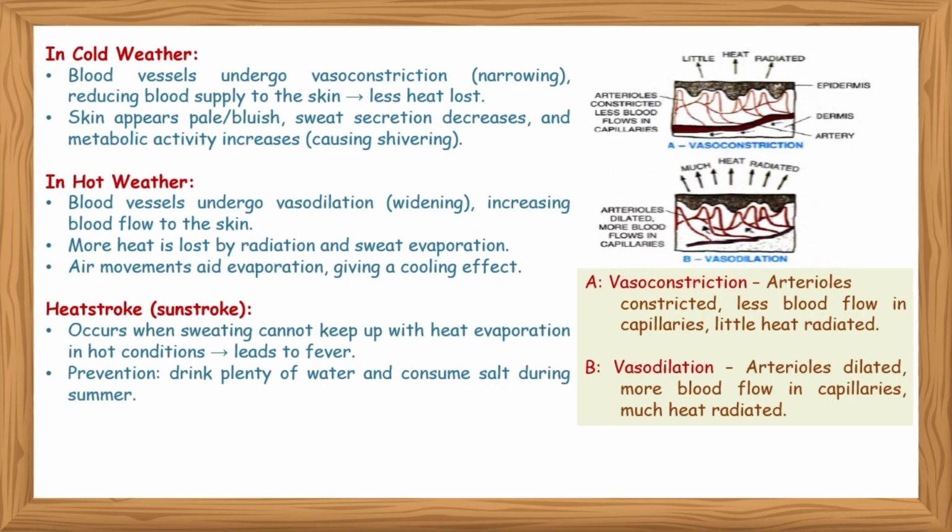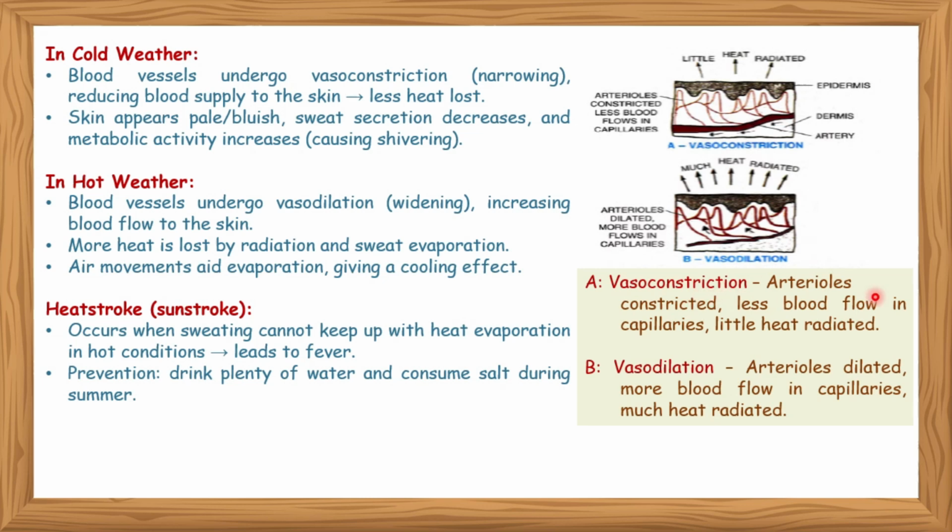In cold weather, what happens? Blood vessels undergo vasoconstriction. This is the image showing the narrowing, or vasoconstriction, of the blood vessel leading to the skin and less heat is lost. Skin appears pale or bluish, sweat secretion decreases and metabolic activity increases, causing shivering. In hot weather, blood vessels undergo vasodilation, or widening, increasing blood flow to the skin. More heat is lost by radiation and sweat evaporation. Air movements aid evaporation, giving a cooling effect.